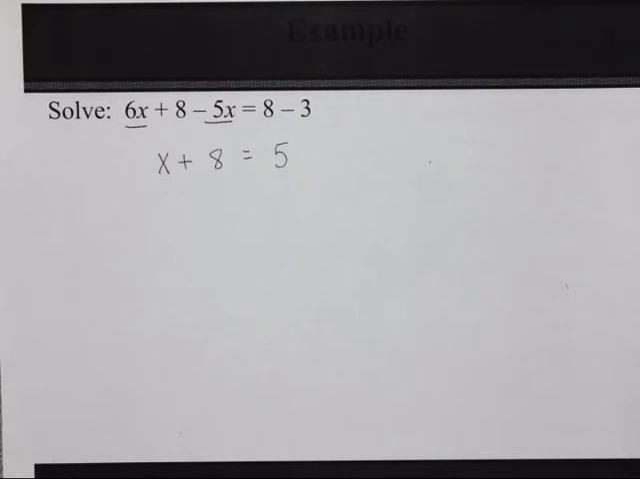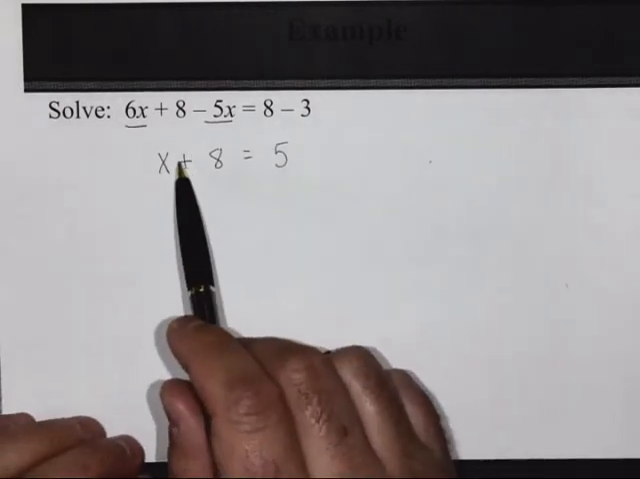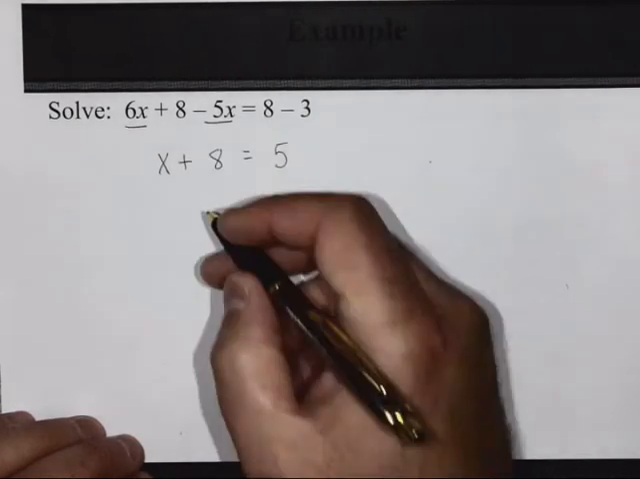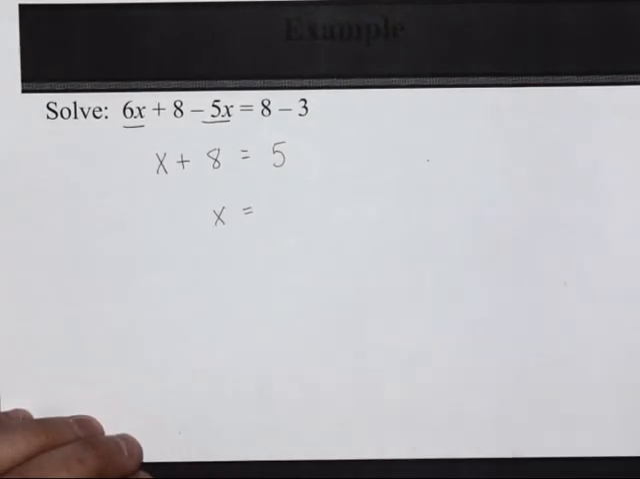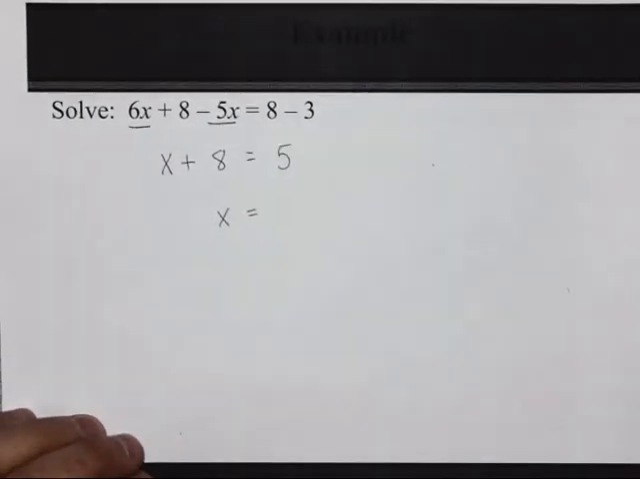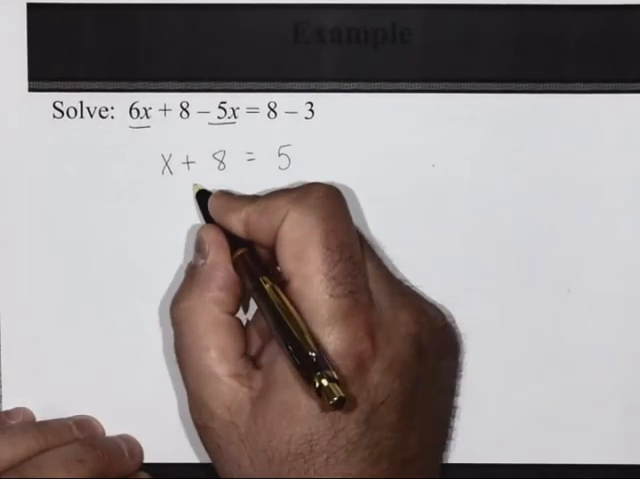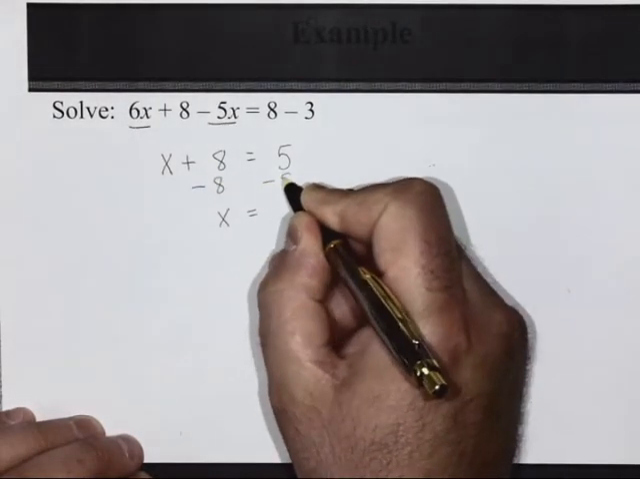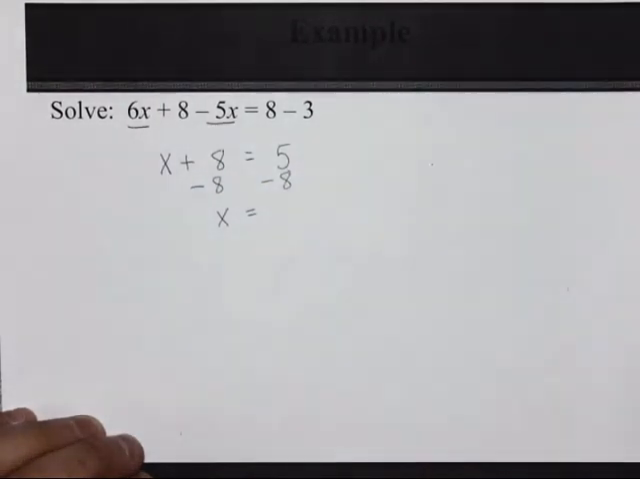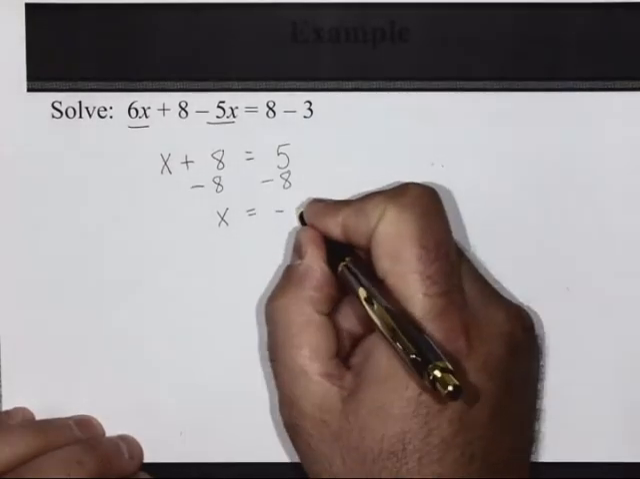So now I'm ready to try to cancel the plus 8 out. That'll give me the x equals statement I'm looking for, so that'll isolate x. So the opposite of plus 8 is minus 8, so that's the inverse, and I do that to both sides to keep the equation balanced. 5 minus 8 is negative 3.